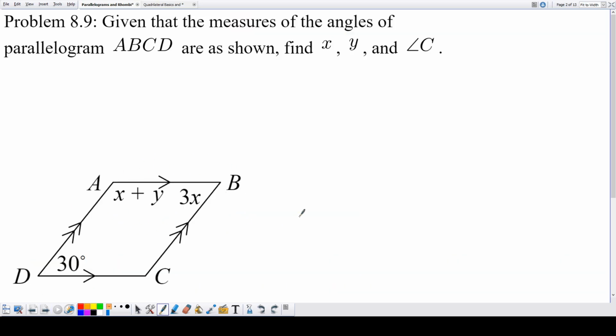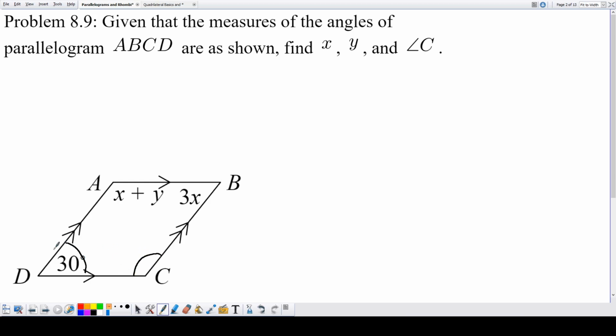So, let's look at this first problem, 8.9. Given that the measures of the angles of parallelogram ABCD are shown, find x, y, and the angle at C. So, the only angle we are really given the full measure of is the angle at D, which is 30 degrees.